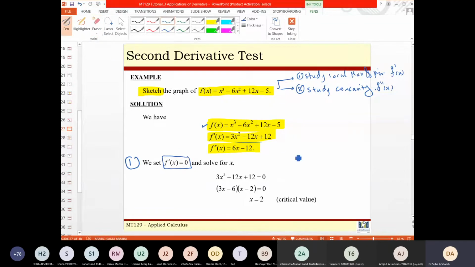To check the point, it came out as 2 and 3, and this is my x. To check if it is maximum or minimum, I have to check the f double dash. If I check f double dash at x equal to 2, this equals 6 multiplied by 2 minus 12. This equals 0. So I gained nothing: it is neither positive to be a minimum nor negative to be a maximum.